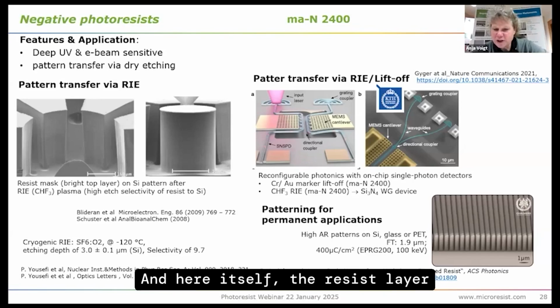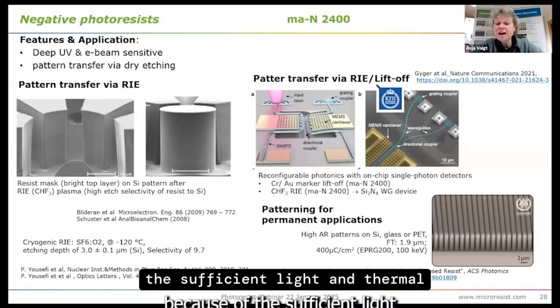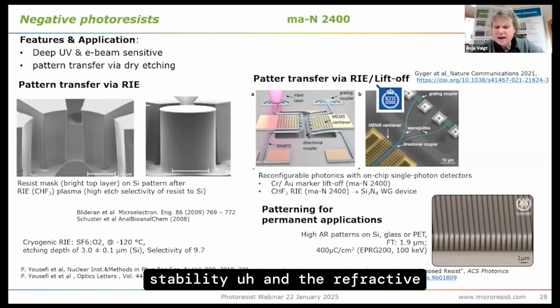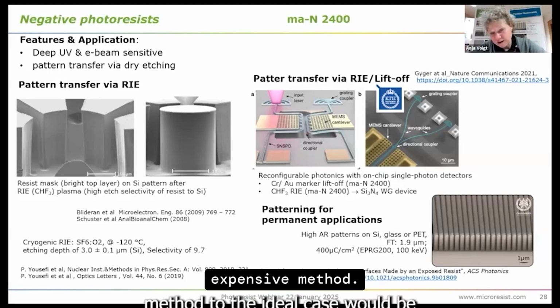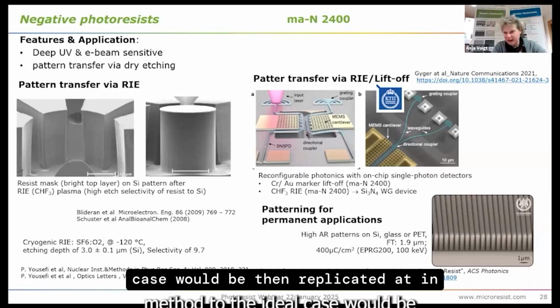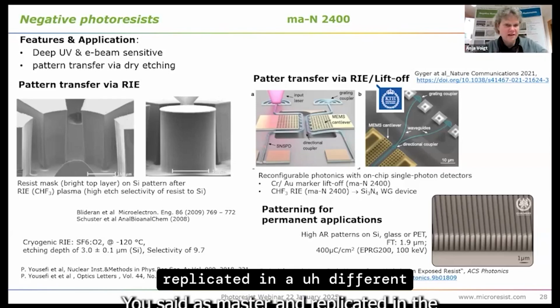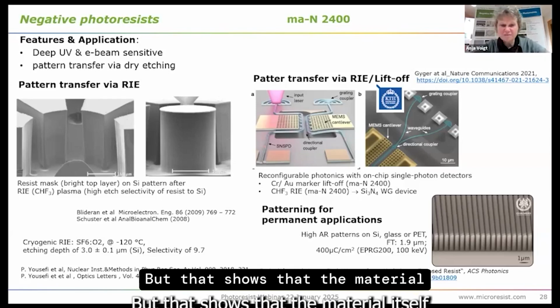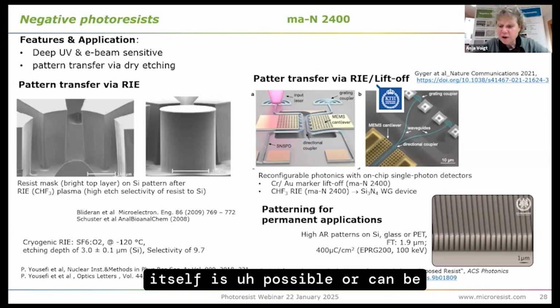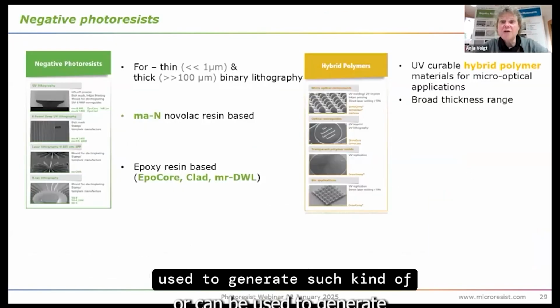And here, the resist layer itself was used as meta surfaces because of the sufficient light and thermal stability and the refractive index which fits. You can imagine it's a rather expensive method. The ideal case would be to use that as a master and replicate it in a different material. But that shows that the material itself can be used to generate such kinds of patterns.